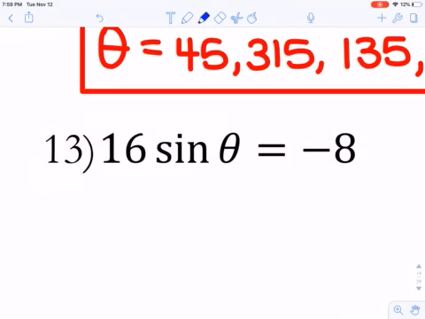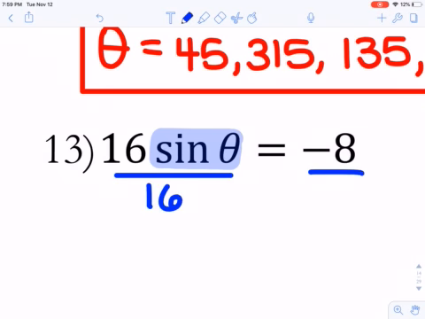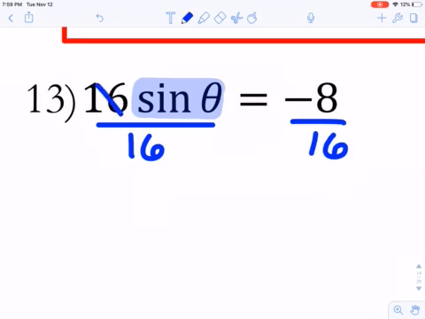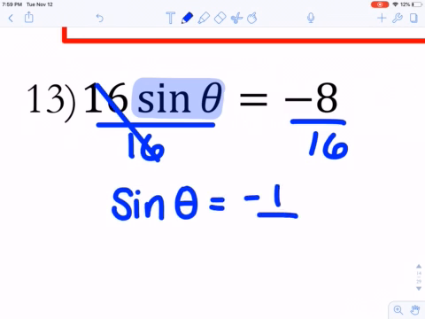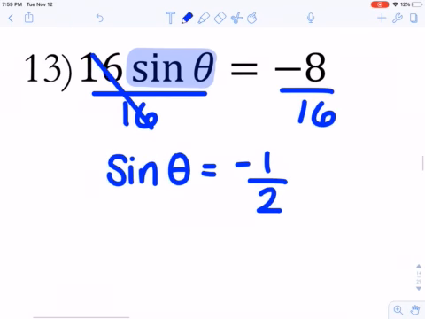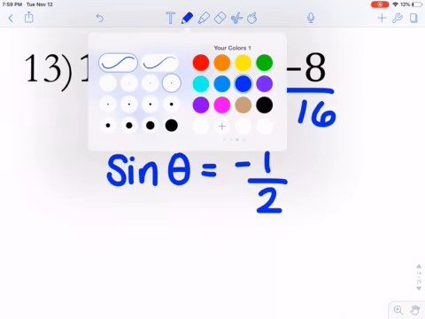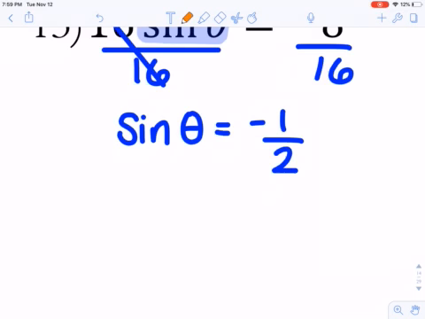Remember that the whole goal of solving trig equations is to get the trig part alone. So in this one, I'm just going to divide over the 16. So sine of theta is equal to negative 1/2, because negative 8 over 16 reduces to that. Now I want to think about the unit circle and ask myself, where is sine negative 1/2?